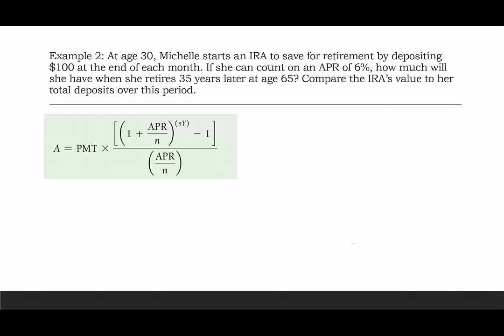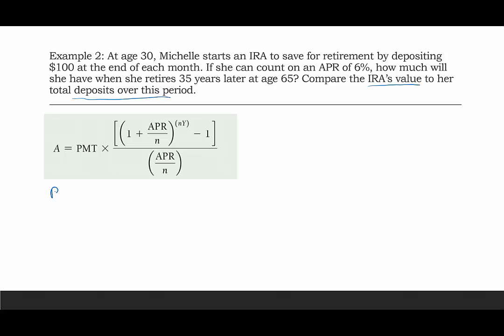Here we are. At age 30, Michelle starts an IRA to save for retirement by depositing $100 at the end of each month. If she can count on an APR of 6%, how much will she have when she retires 35 years later at the age of 65? After we figure that out, we want to compare the IRA's value to the total deposits that she made over this period of time. Okay, so first let's start by answering the question. How much money is going to be in this IRA?